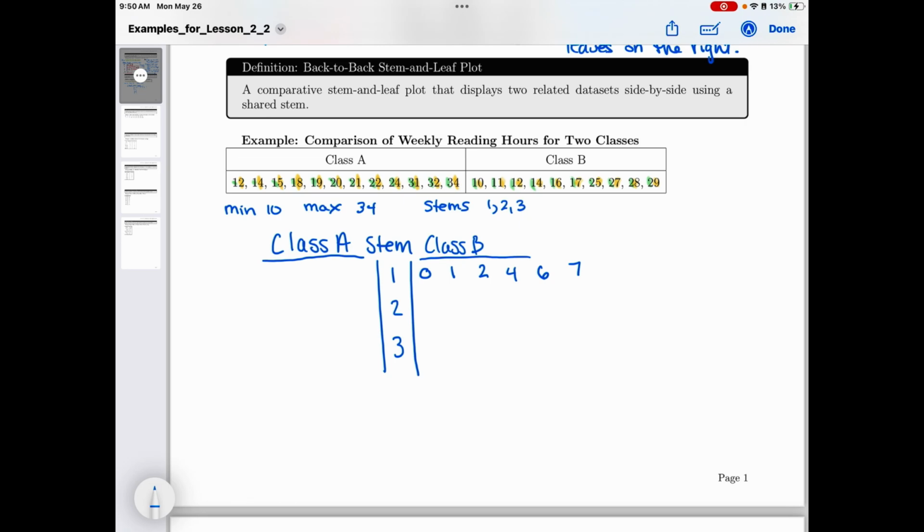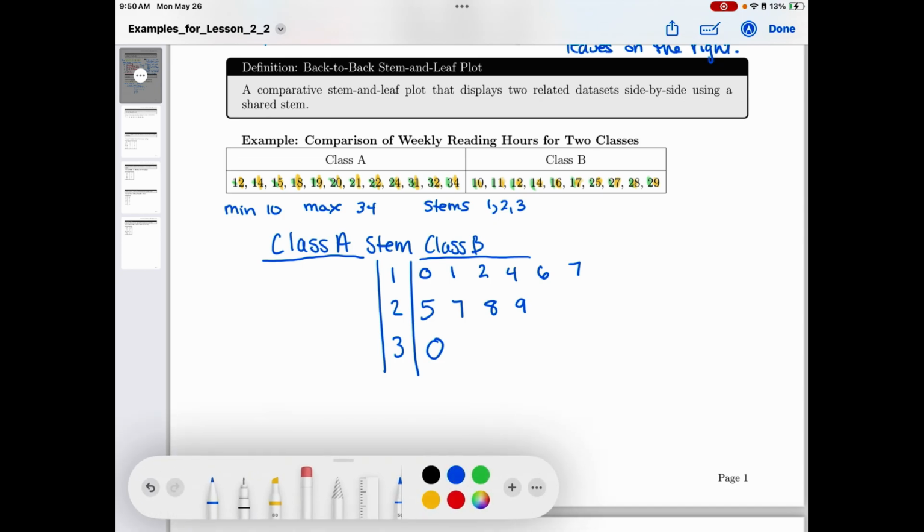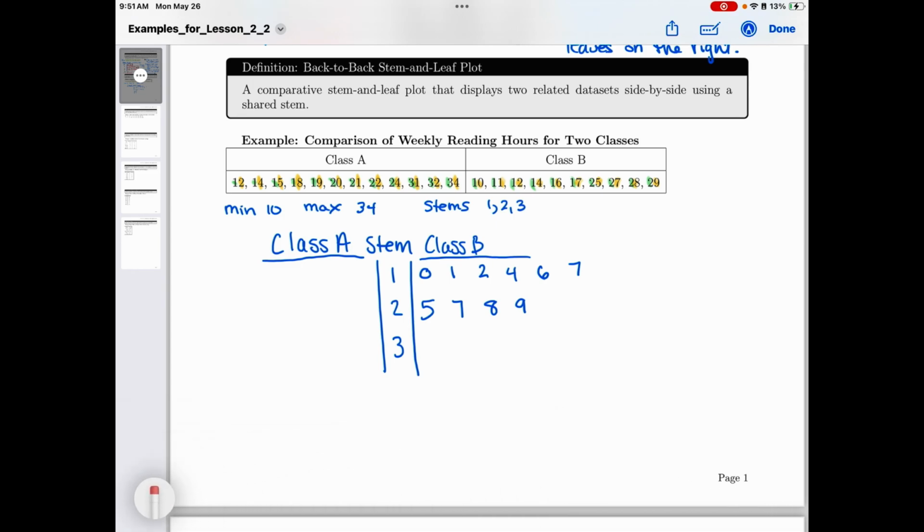Now, for the stem of 2, we have 5, 7, 8, and 9. Now, we're not going to put a 0 by stem 3 because if I put that 0 there to indicate that there's no values for stem 3, that might confuse the user and think that you actually have a value of 30. So if you have no leaves to put, then don't put any.